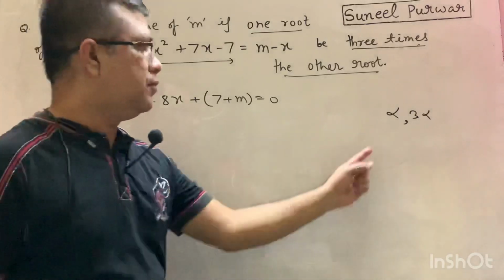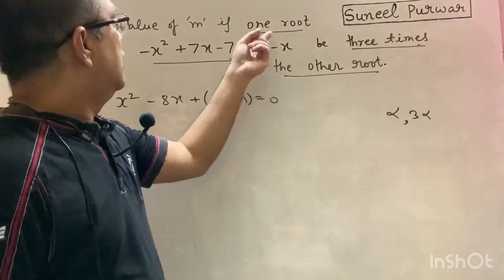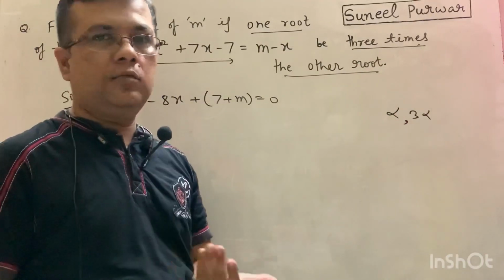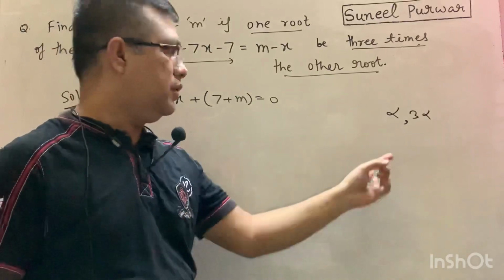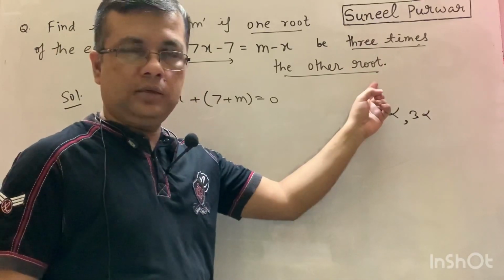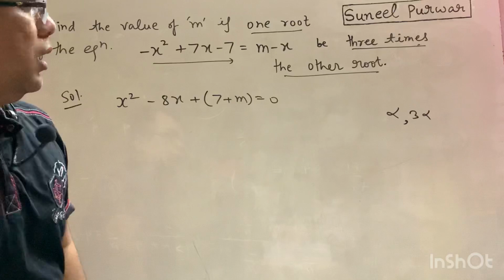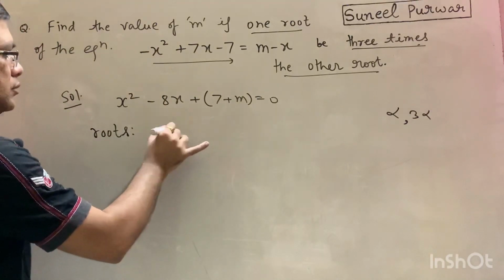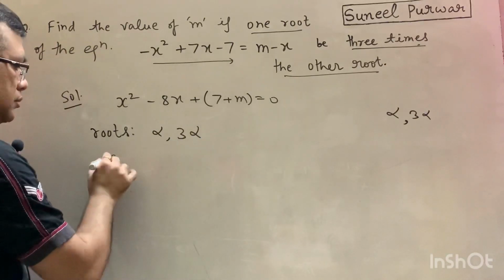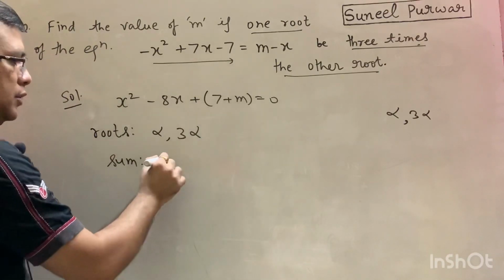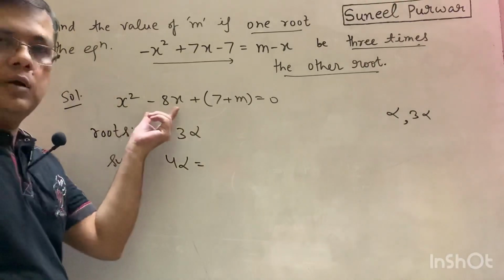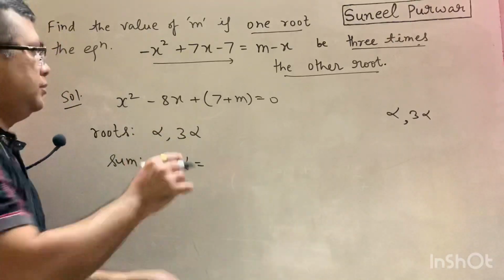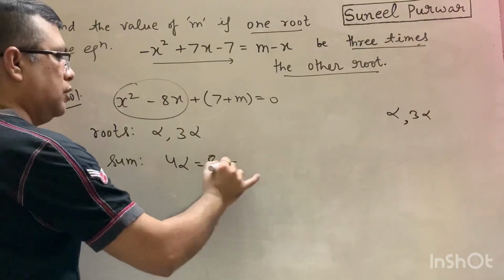Now if you say one root is alpha, and the question says one root is 3 times the other root, then the other root will be 3 alpha. That's what the question has informed us. So roots are alpha and 3 alpha. Now, what is their sum? Their sum is alpha plus 3 alpha, 4 alpha. And you know the formula for finding the sum of the roots, minus b by a. So from that formula, what is the sum? 8. So alpha value is 2.